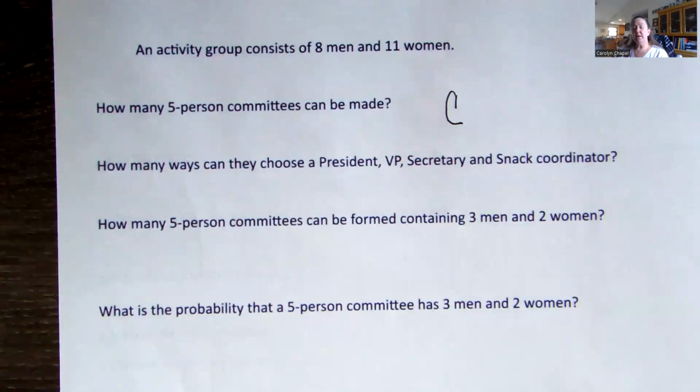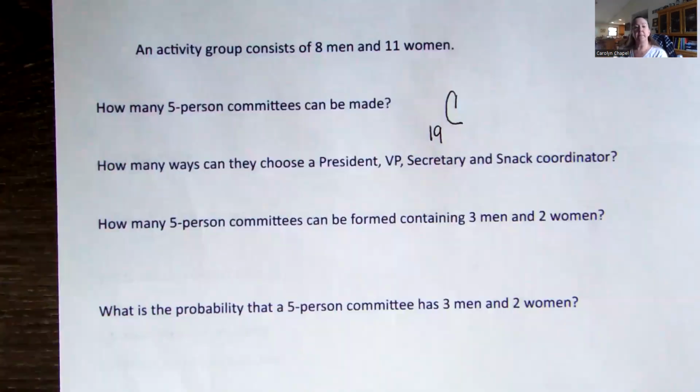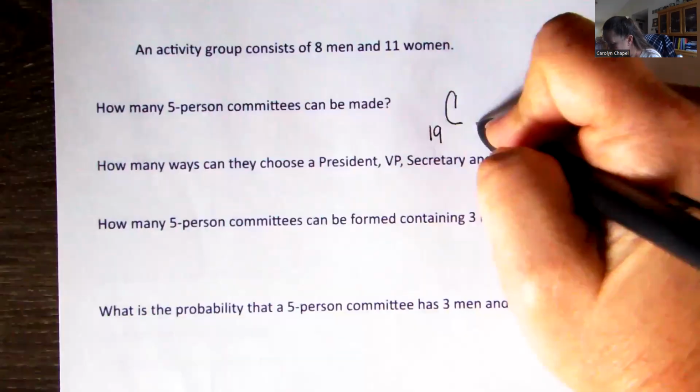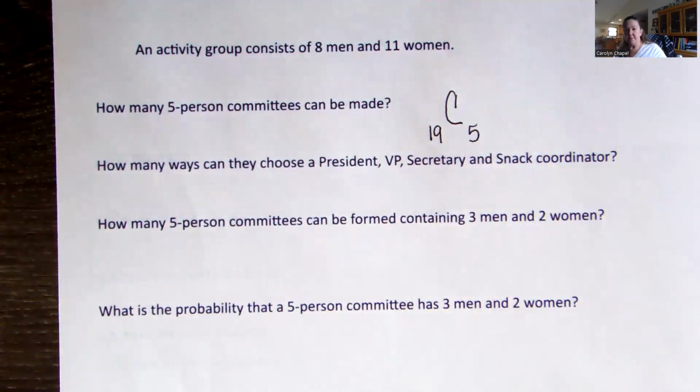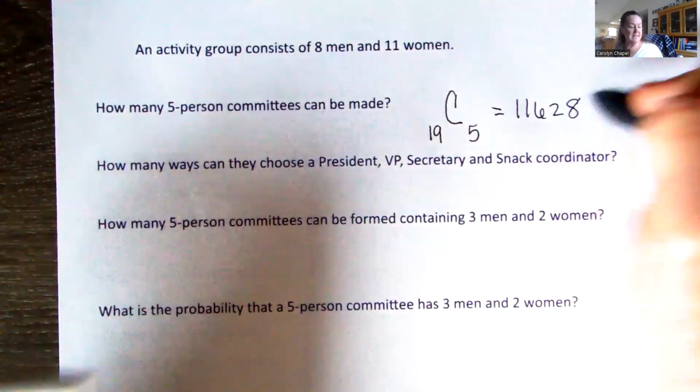Since we're not making any, what's the word I'm looking for? We're not making any male-female restrictions. We're going to lump all of our people together. So we had 19 total people, and we're going to be choosing 5 of them for this committee. We're going to lump them all together. And I'm going to do just this one. And from now on, I'm just going to leave it in that combination or permutation form. So 19, I'm going to find that value, hit my nCr button, then type in my 5, and we come up with 11628.